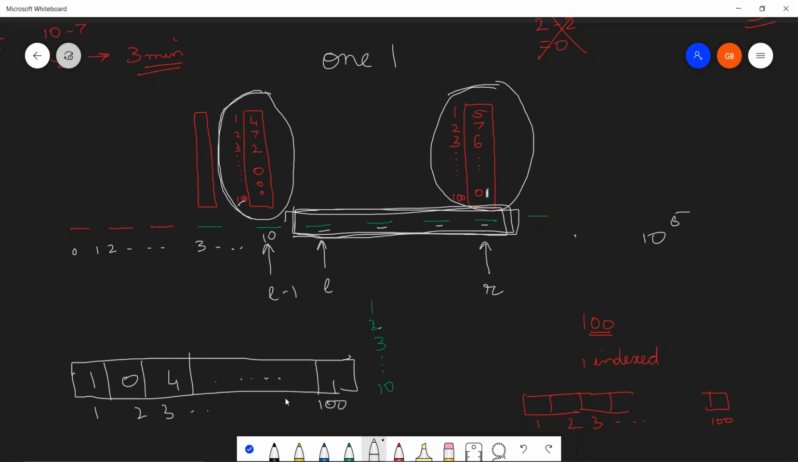Now, I hope you remember I mentioned that I'm taking this as a one indexed array to simplify some things for this explanation. So now just iterate over this array and find out two adjacent non-zero frequencies, right?